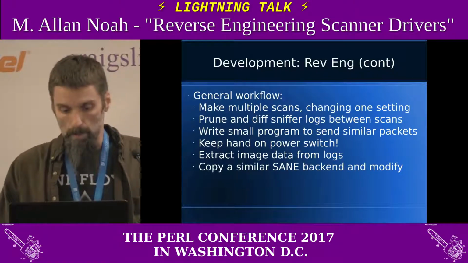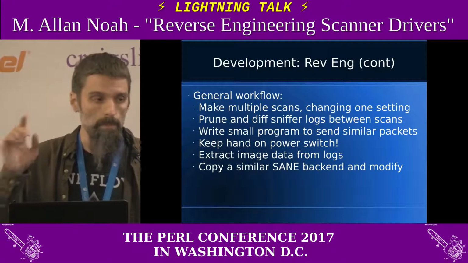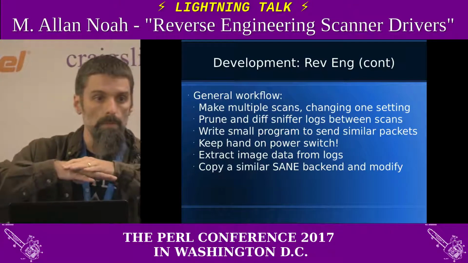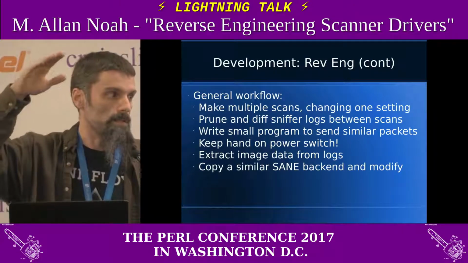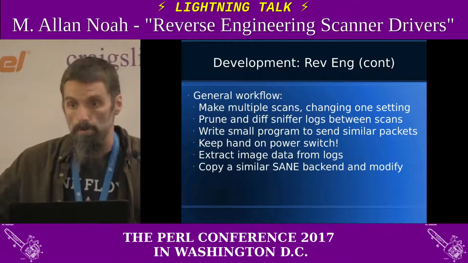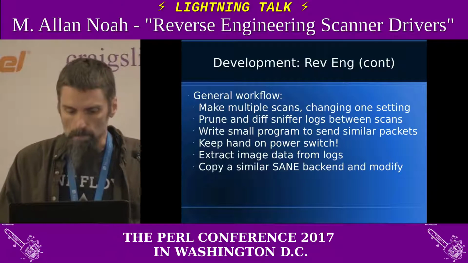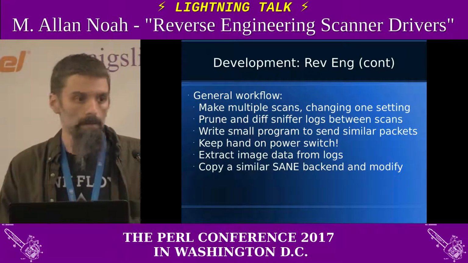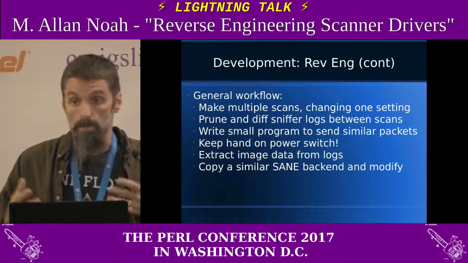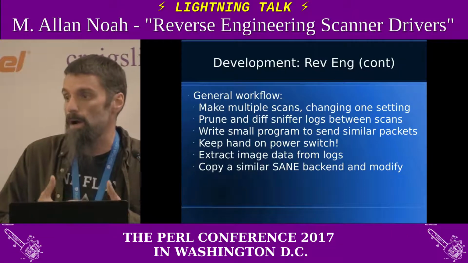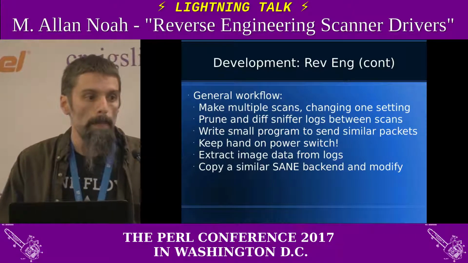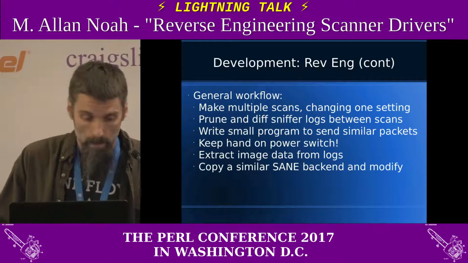And here's the workflow for that. You make multiple scans, changing one setting in the Windows driver between each scan, and with a sniffer installed in the Windows driver model stack. The Windows driver model, for all of its failings, has some nice features, and one of that is that you can insert shims at various places. And so we stick a shim in, and we log the traffic as it flies by. Then you extract the logs, you prune it down to the operational data, and then you use something like diff to actually compare the data and see what changes each time you flip some switch in the Windows driver. Of course, I use Perl for all that.